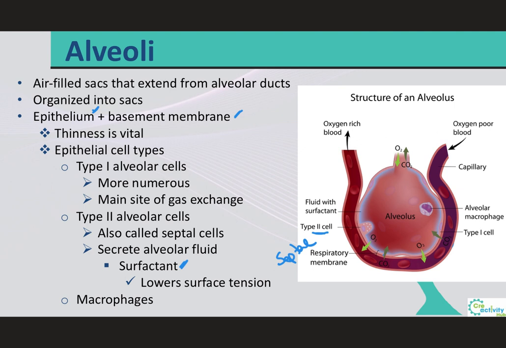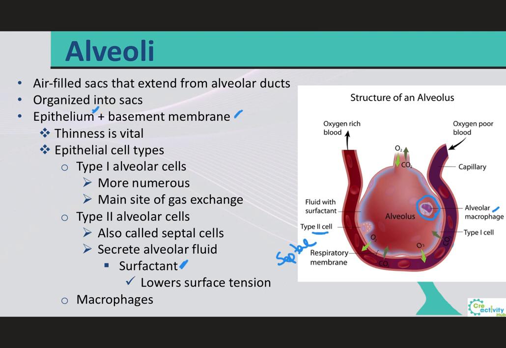We can also see right over here, associated with the alveolar epithelium, these alveolar macrophages. And these cells, they're basically roaming around this alveolar space, and they will phagocytize these fine dust particles, debris, or any microbes that may be present in the alveoli.